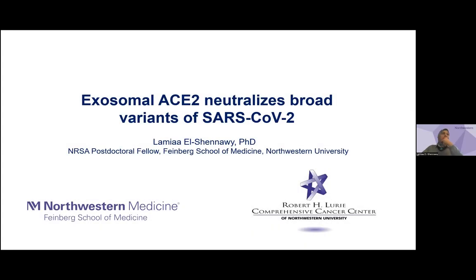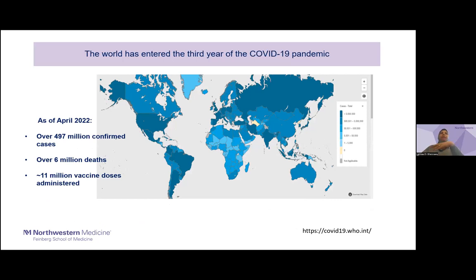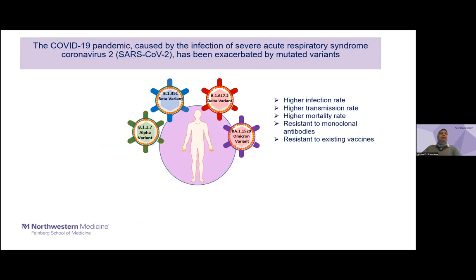And this is exosomal ACE2 neutralizing broad variants of the virus SARS-CoV-2. So the world has entered the third year of the COVID-19 pandemic, and the virus is by no means gone. Still, as of April 2022, over 497 million confirmed cases, over 6 million deaths, and only almost 11 million vaccine doses administered.